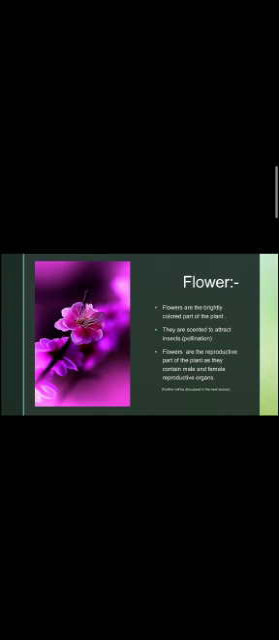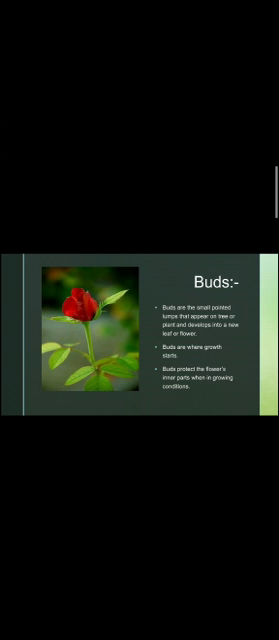Okay, buds are the small lumps, or in short words, we may say that the growth of a plant simply takes place through bud formation.